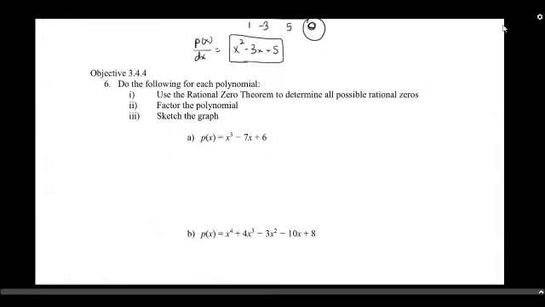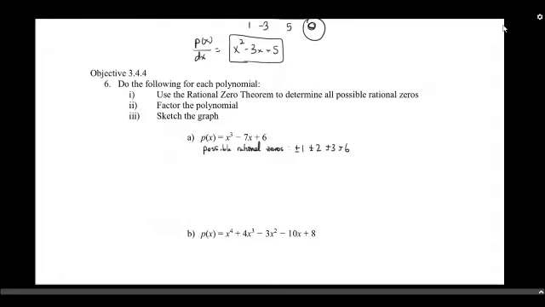So, possible rational zeros. Remember, you have to take the factors of that number and divide it by the factors of the leading coefficient. And since the leading coefficient is just 1, any factor of this divided by 1 is just whatever number that was. So I'm just going to take the factors of 6, which are plus or minus 1, plus or minus 2, plus or minus 3, and plus or minus 6. Those are the possible rational zeros.